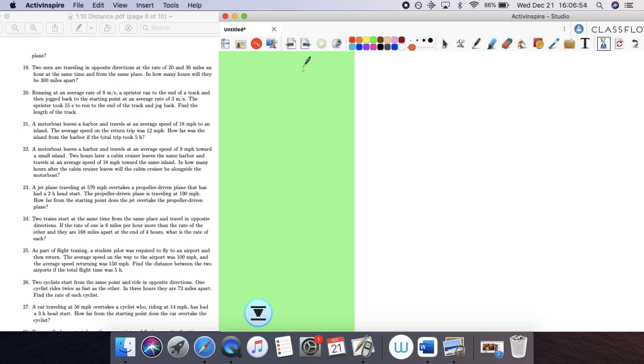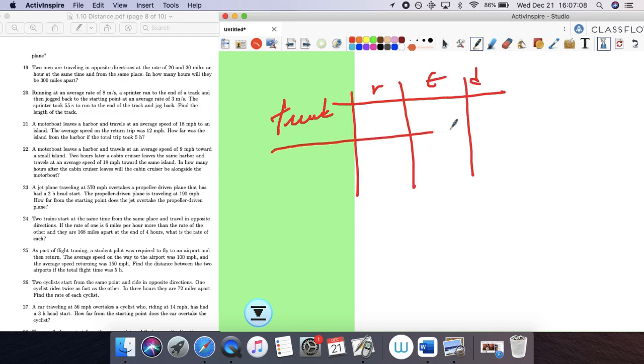31. A truck leaves the depot at 11 a.m. and travels at 45. Okay, so let me write that. Truck RTD. So we have a truck here, and he's traveling at 45 miles an hour. Then we have a van, leaves the same place and travels at 65 miles an hour. But the van leaves at noon, so that means the truck had a 1 hour head start. What time does the van overtake the truck?